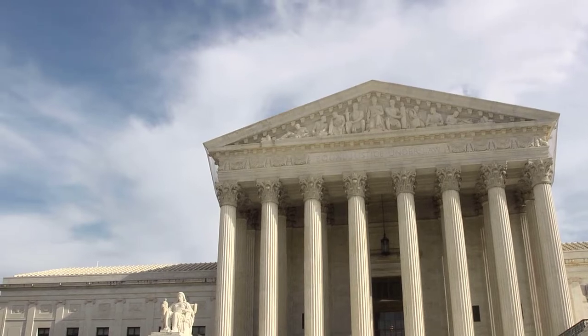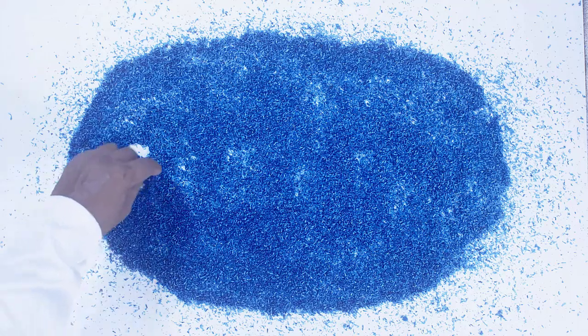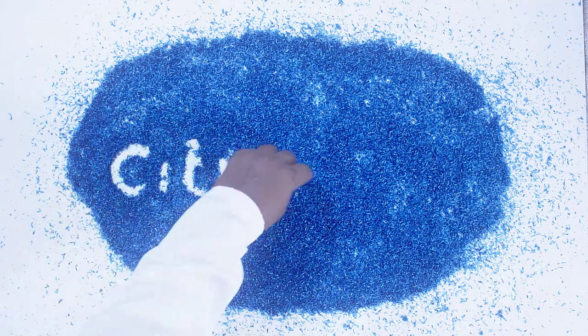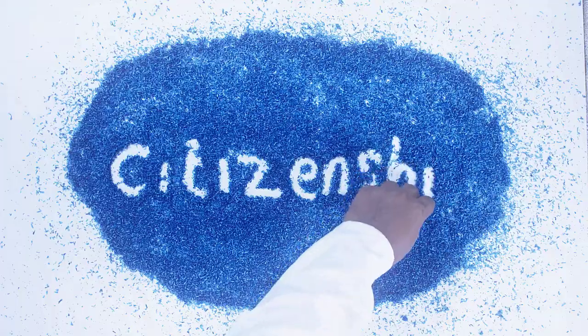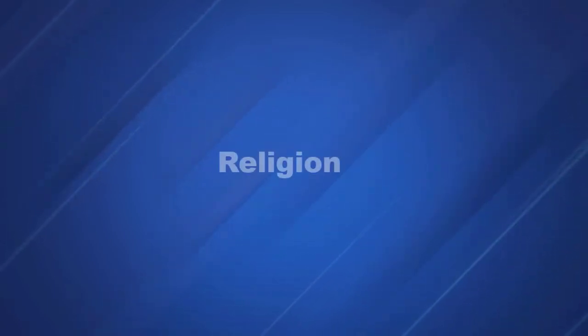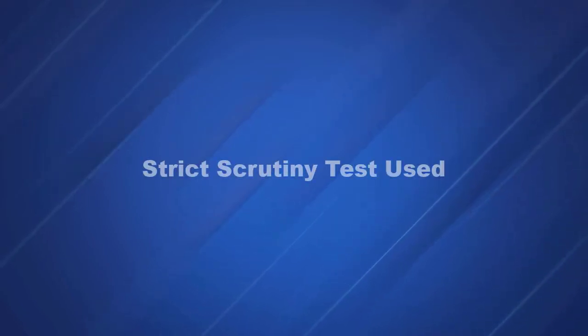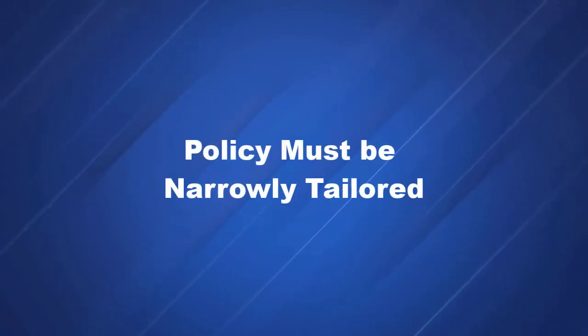As we have seen in the Yick Wo case, the court has declared that it fully protects people against racial discrimination, and against discrimination based on whether someone is a citizen. This is called alienage. It also protects against discrimination based on national origin. In addition, due to the First Amendment's guarantee of free exercise of religion, the court has also said that religious discrimination is a suspect classification. All laws that discriminate against suspect classes are analyzed using the strict scrutiny test, meaning that the government must demonstrate a compelling interest, and it must use means that are narrowly tailored to achieve that interest.